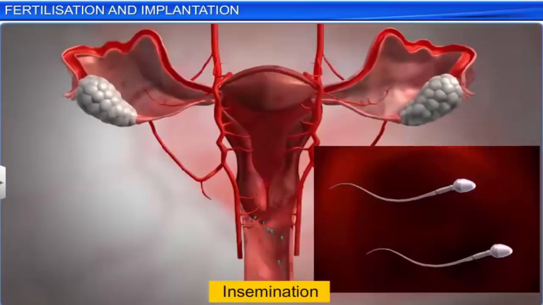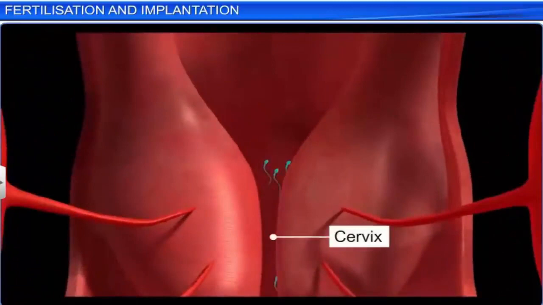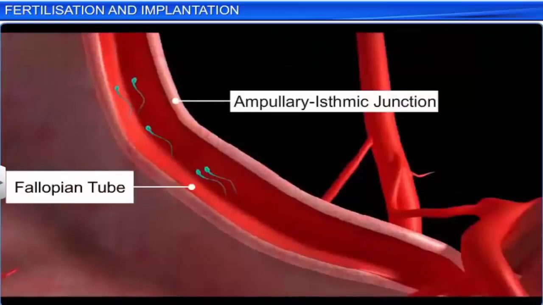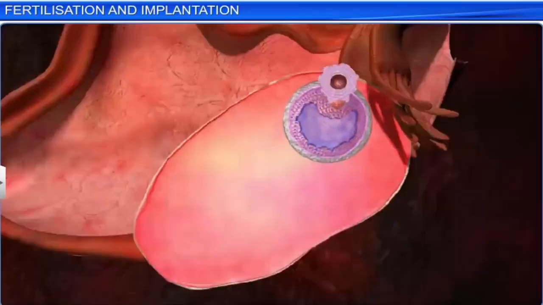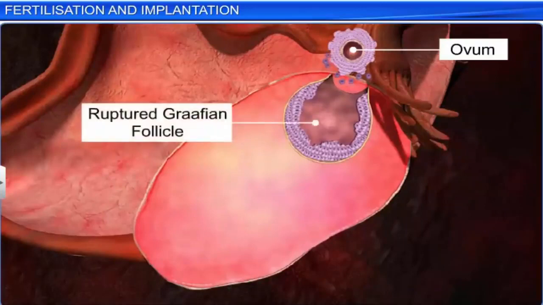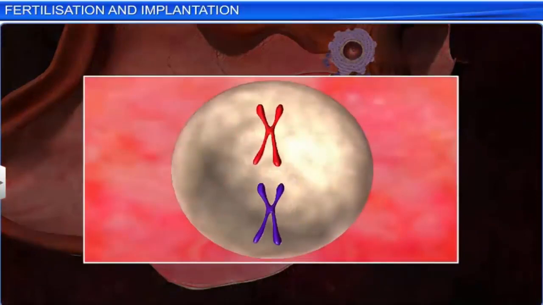Interestingly, while half of the total sperms released carry the X chromosome, the other half contain the Y chromosome. These sperms then rapidly move through the cervix, pass through the uterus, and finally reach the ampullary isthmic junction of the fallopian tube. In the meantime, the ovum, after completing the first meiotic division, gets released into the fallopian tube with the rupture of the Graafian follicle. Upon its release, the ovum begins to undergo the second meiotic division. However, the division does not go beyond the first phase.